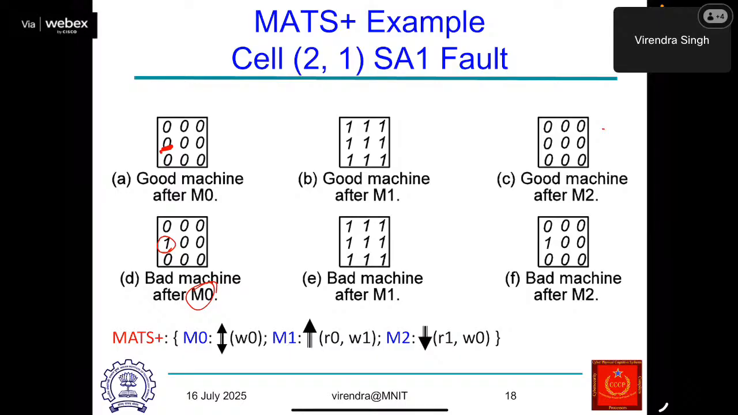Now this is the bad machine. When I look at this, I read in my M1, because this is my excitation condition for stuck at 1. M0 excites the fault, and M1 should be able to detect it. Now when I'm reading this again, I'm supposed to read R0, and after that I'm writing 1. When I'm reading R0 here, you will read that this value is 1, and hence there is a stuck at 1 fault over here. So this is how you can test it.